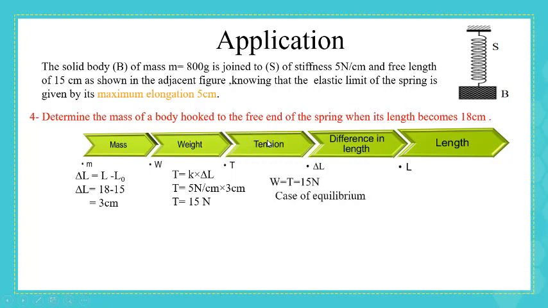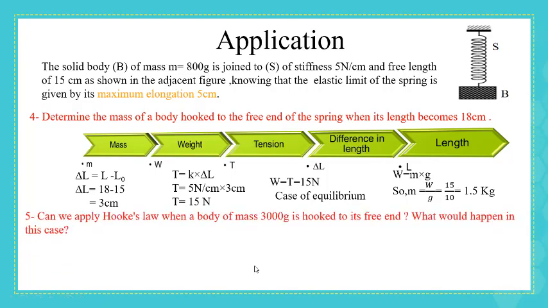Then you can find the weight by applying condition of equilibrium. Weight equals tension equals 15 Newton. Then by applying the mass times the gravity, M is equal to weight over gravity, 15 over 10, it's 1.5 kilogram.